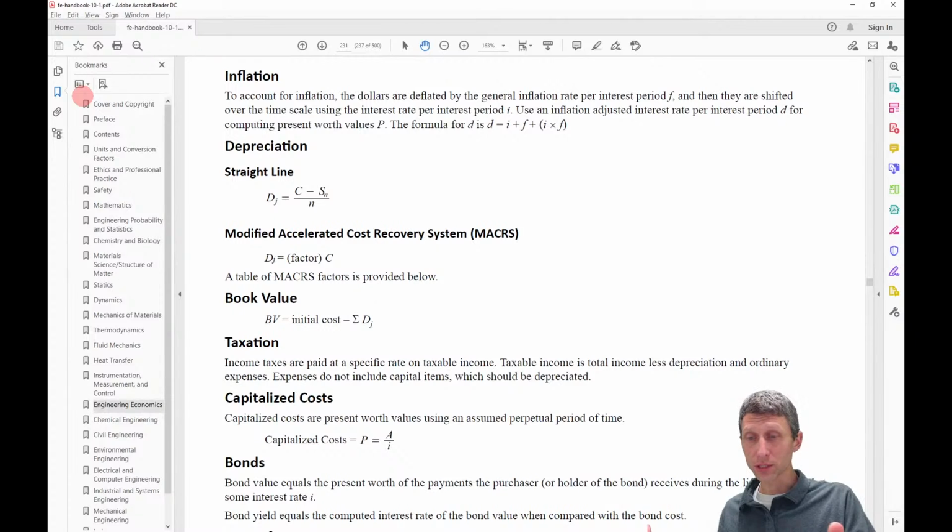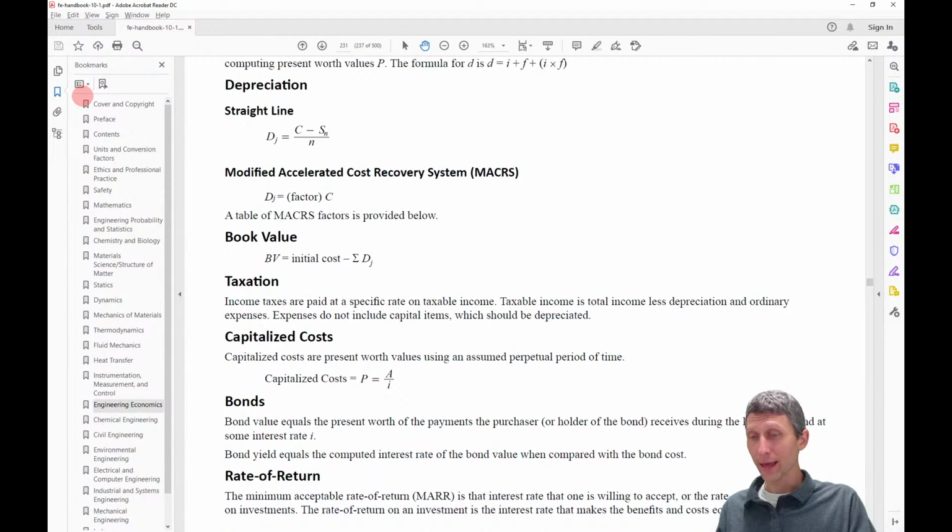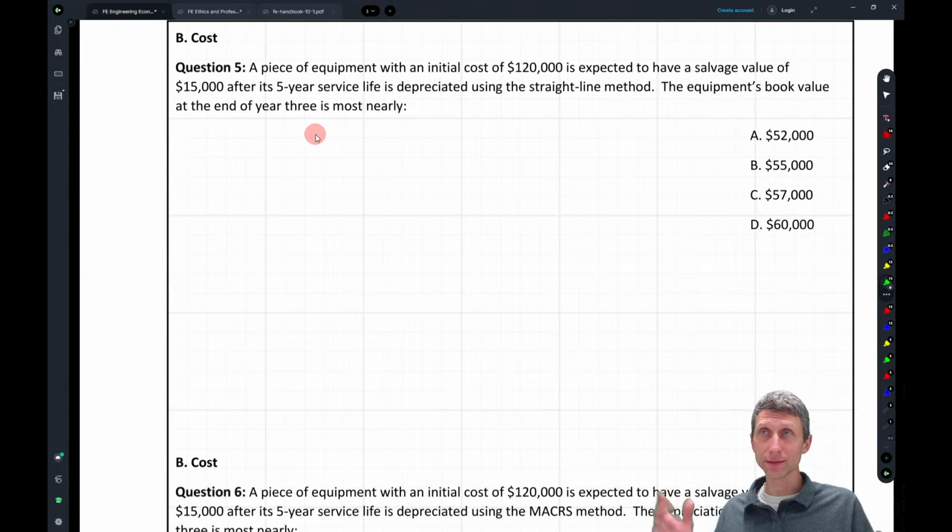So we have depreciation here, straight line and modified accelerated cost recovery. You all know this: if you buy a new car and drive it off the lot, you can't turn around and sell it for what you just bought it for. Why? Because there's such a steep depreciation when you first start. So the accelerated method takes that into account and does more depreciation right up front, versus having a constant amount of depreciation every year. So you can look at both of them, but the basics here are what?